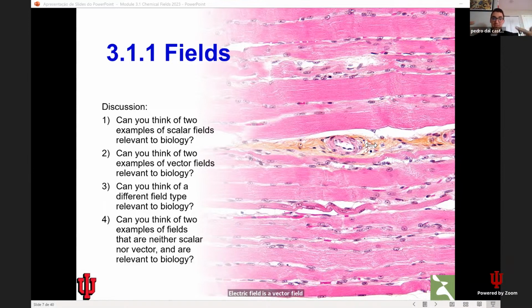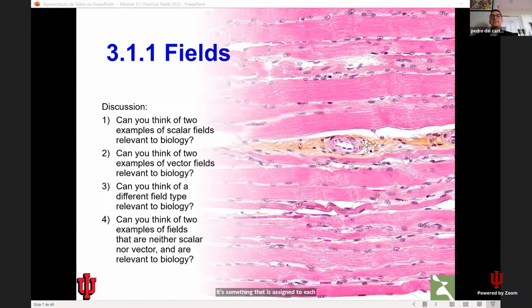But then comes another question. Two examples of vector fields relevant to biology. Two examples, come on. Velocity, cell velocity, yes. It's a good one. No, diffusion is not a field. Stability is not a field. Steady state is not a field. It's something that is assigned to each point of space and time.